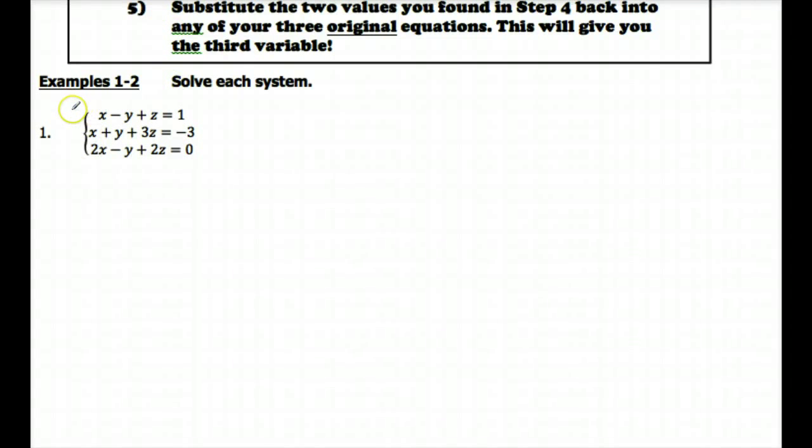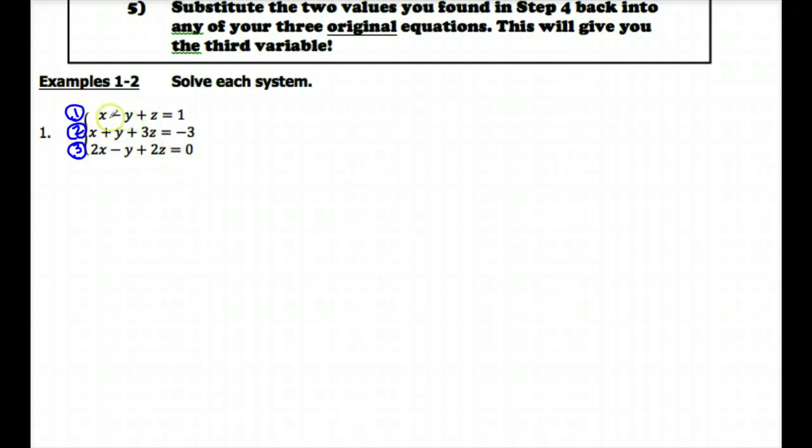For your sake and mine, I would prefer you number your equations at the very beginning of every problem. So I'm going to number my equations now with a 1, a 2, and a 3, and that's just going to help you keep really organized work as you go through this. Okay? So the first thing I'm going to do is look for opposite coefficients.